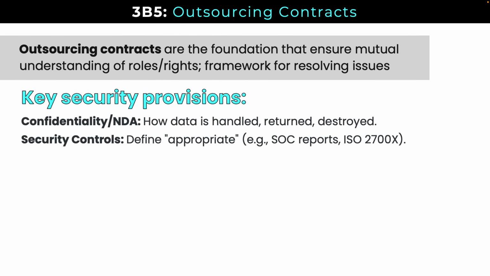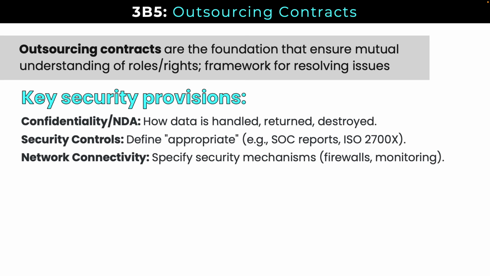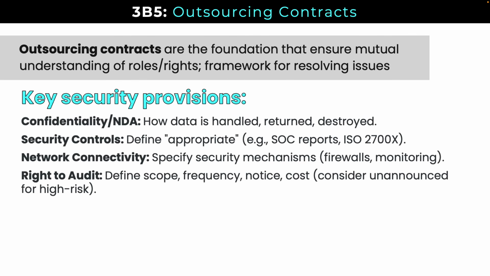Security controls. We might define appropriate controls with reference to SOC reports or the ISO 27000 standards. Network connectivity, specifying security mechanisms, firewalls, monitoring, VPN. Right to audit, so defining scope, frequency, notice, cost. We might even specify unannounced audits for high-risk vendors. Equally common is asking a vendor for their last external audit, so we can take a look at that and see if the scope is sufficient to answer our questions.